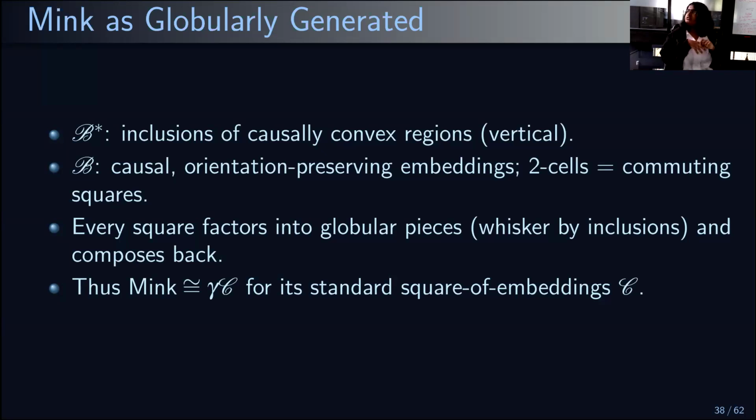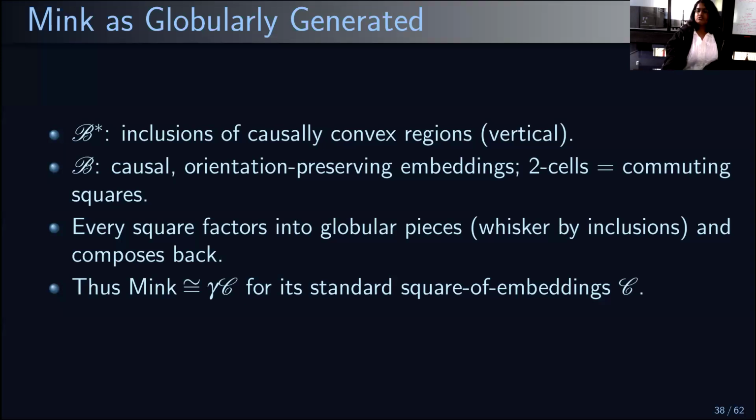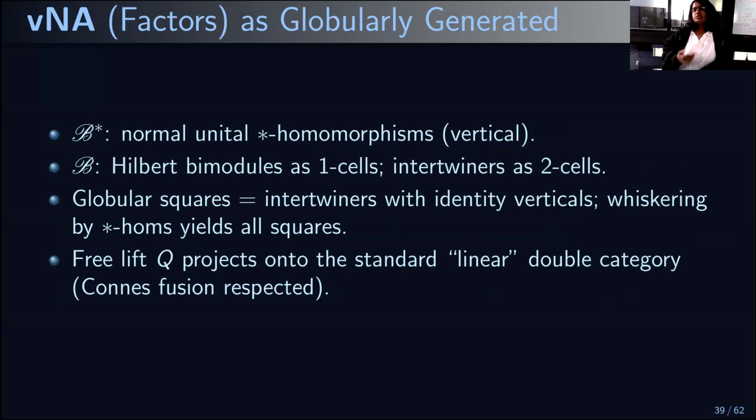Basically you just use this thing called whiskering, which is exactly what I defined earlier: because the vertical morphisms are identities, we just consider the different squares and try composing them. So that's how the double category of Minkowski spaces is built. And similarly, the double category of Von Neumann algebras can also be seen as a globally generated category where B star and B are defined as follows. Basically saying what I used earlier.